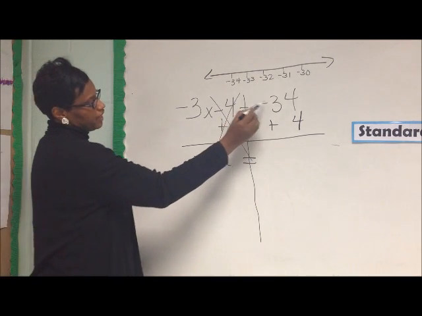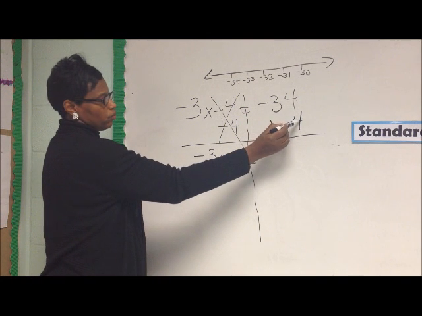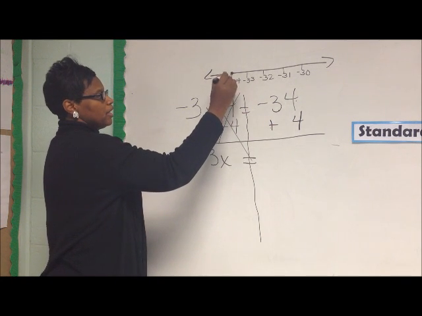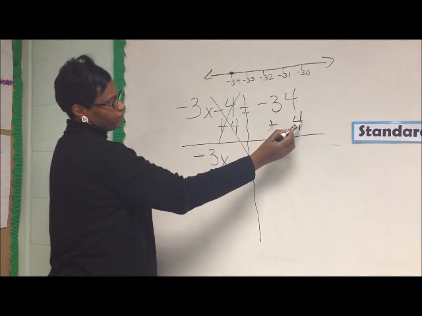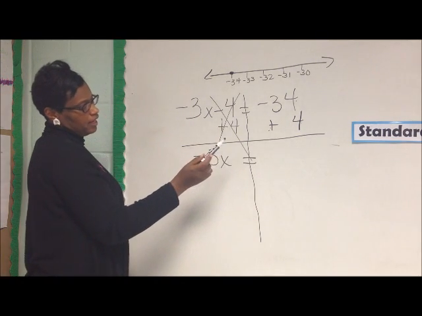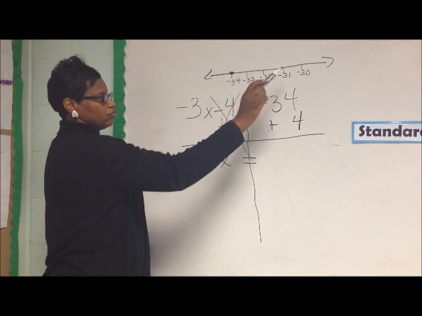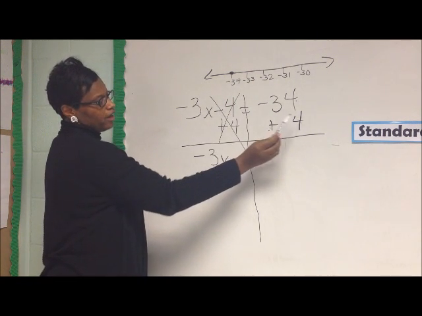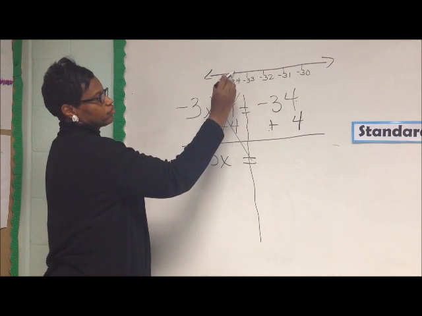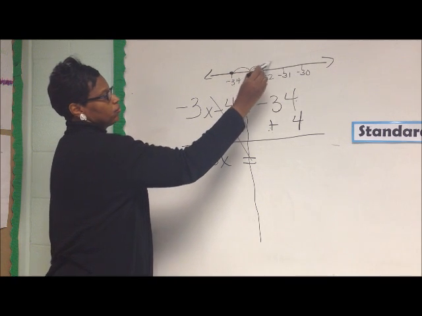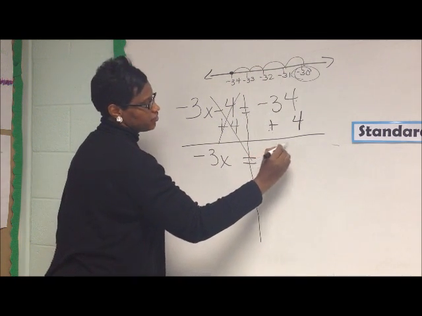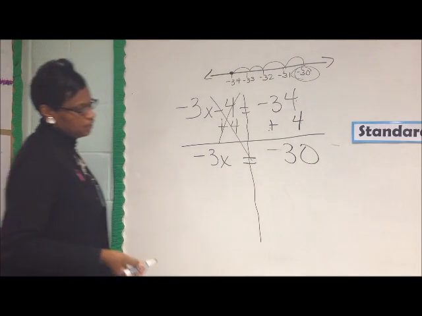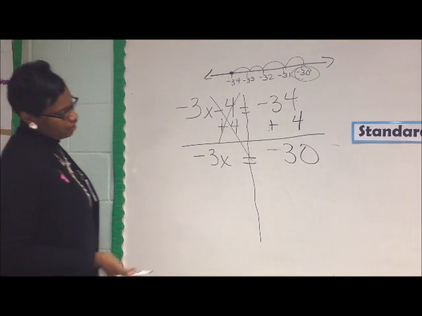Let's look at this: negative 34 plus 4. Let's go ahead and put our little mark on negative 34. Then we want to add 4. If you look on the number line, if you're adding positive 4, you're going to the right. So we need to go to the right 4 places. Let's go 1, 2, 3, 4. Which will give us what? Negative 30.